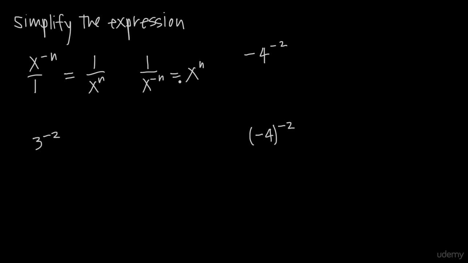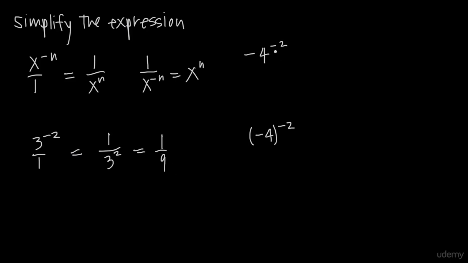So if we want to apply that idea to these other examples, here we have 3 to the negative 2. Remember that this is the same as 3 over 1. So this is then going to become 1 over 3 to the positive 2. We just moved it to the denominator and changed the sign from negative to positive on the exponent. And we know that 3 squared is 3 times 3, which is 9. So we get 1 over 9. So 3 to the negative 2 is the same as 1/9.